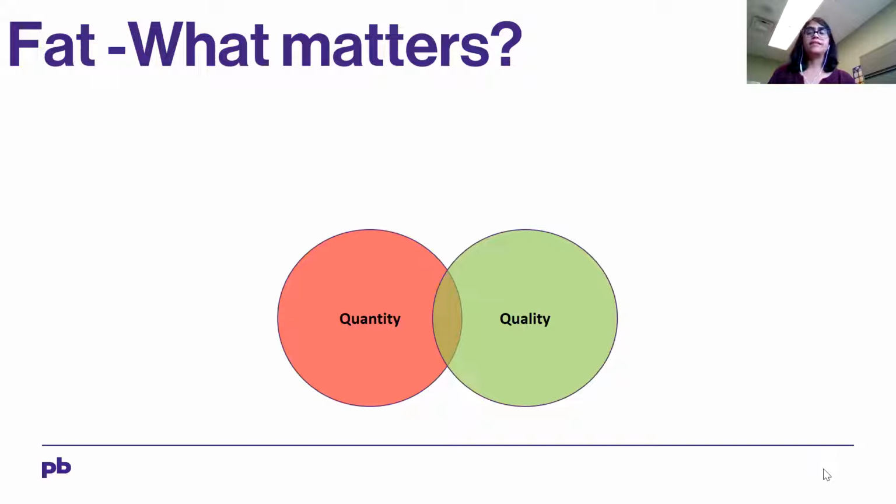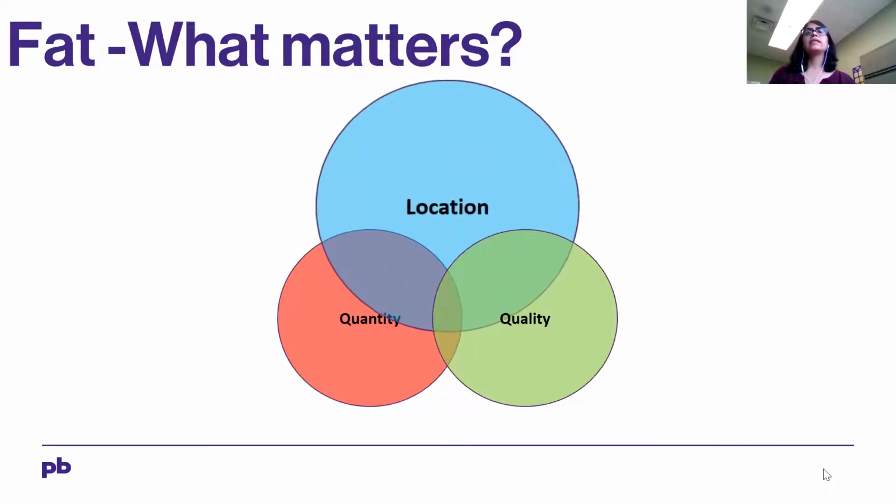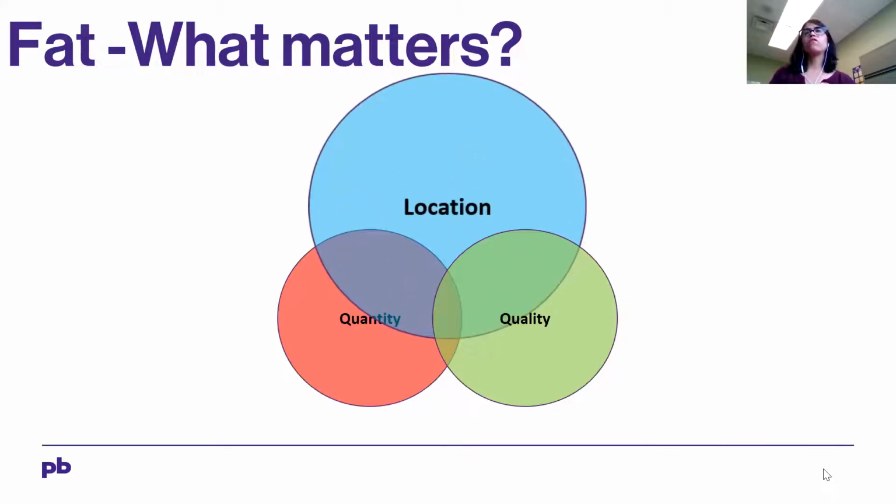The last but not least important part of the fat is the location. Where in your body do you actually store your fat? And this is the main topic, or the focus, of my talk today.